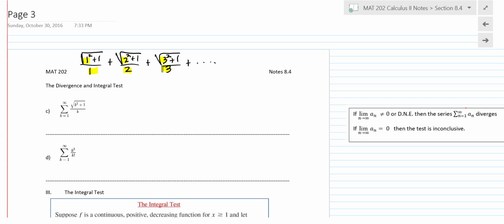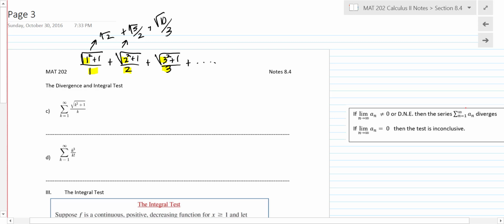It doesn't go anywhere, okay? If you work this out a little bit further, this would be, I'm going to do this in my head, square root of 2. This is square root of 5 over 2. This is square root of 10 over 3, and so forth like that. So at first glance, it's kind of hard to tell whether that's going to go anywhere. I don't really get a good sense out of that.